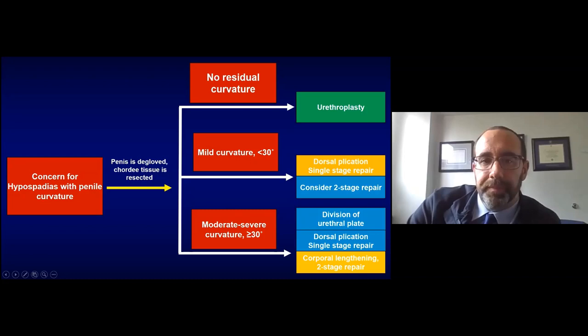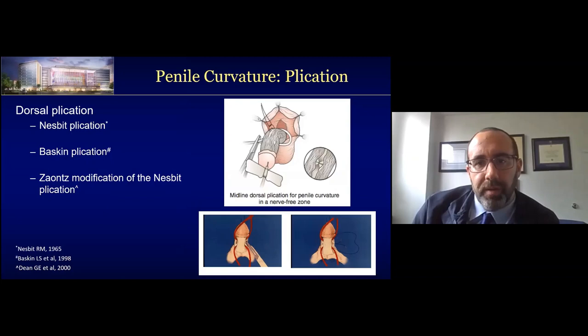So dorsal plication, assuming that probably most of you have already seen and heard of this before, but we'll just go over it briefly. Basically on the right here on the top side, what you see is a midline plication. There's a little inset to the illustration here where you see there's a clear plane in the middle. The neurovascular bundle runs at 11 and 1 o'clock on the dorsal aspect of the penis. So there's an avascular plane right in the middle there where you can make a cut right in the tunica albuginea of an appropriate length opposite the point of maximal curvature, place your plication suture, and make it so that the penis is nice and straight.